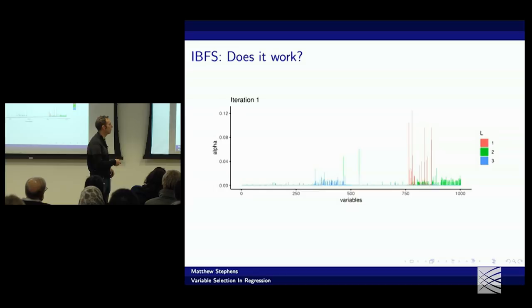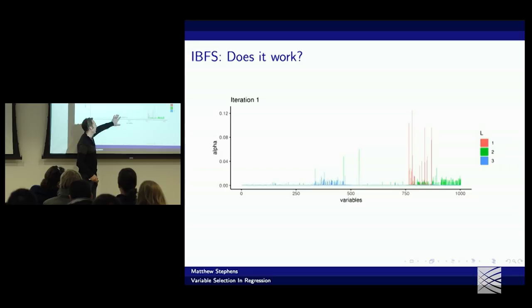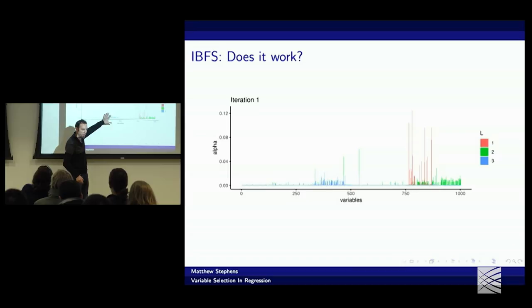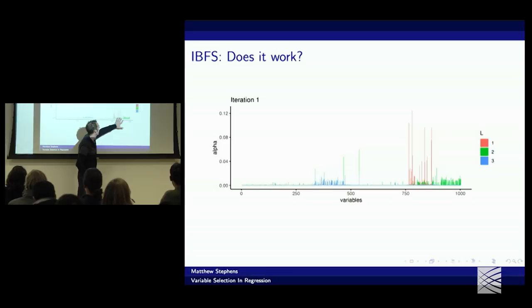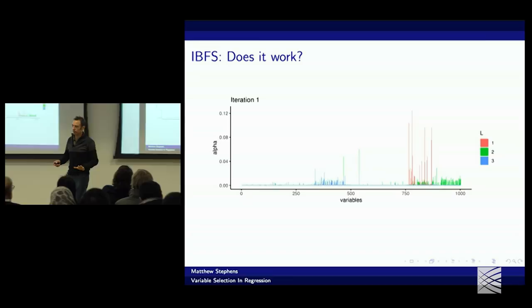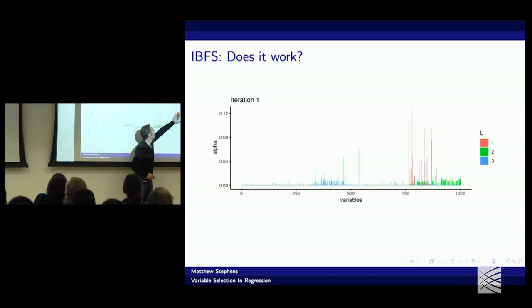OK, this is iteration one. Just to orient you, SNP one is somewhere over here. It's not this one, I don't think, because it wasn't even close to the smallest marginal p-value. But it's somewhere over here. SNP two is somewhere over here. And this is the one with the strongest marginal association. After the first iteration, the red one is the first set we select, and we pick up the one with the strongest marginal association.